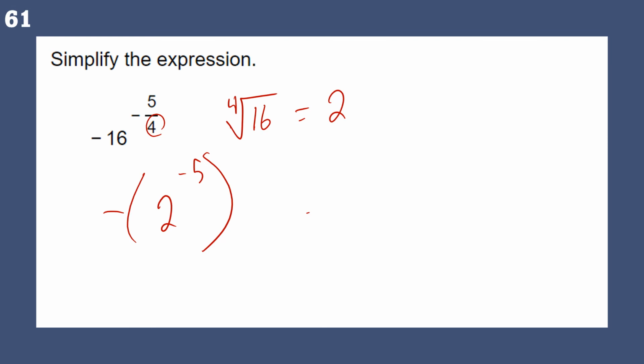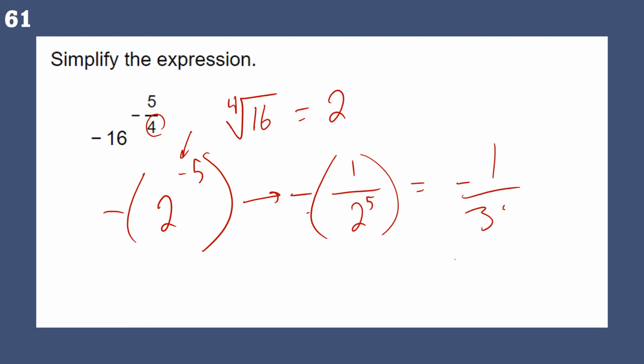The next thing I notice is that there's a negative exponent. Okay, what does a negative exponent do? A negative exponent flips it upside down. So I still have that negative on the outside, but what it does is it turns it into 1/2 to the 5th. And the last thing we're going to do is finish this problem by saying 2 to the 5th is 16 times 2 is 32. So our final answer is -1/32.